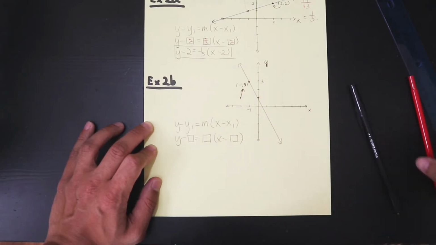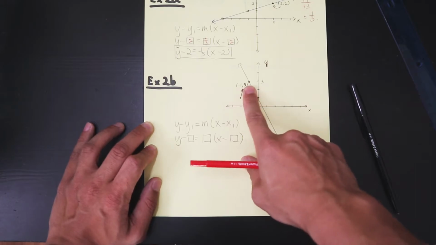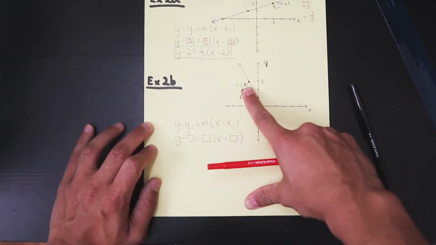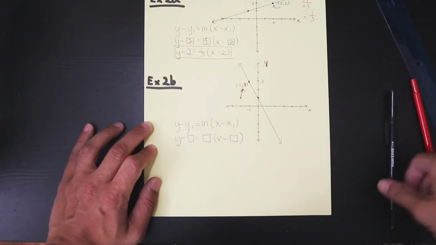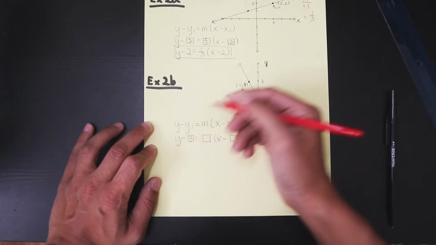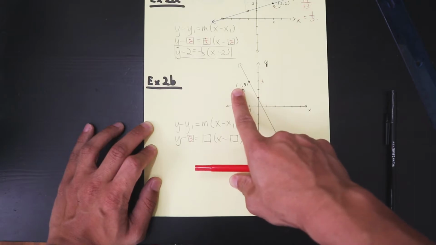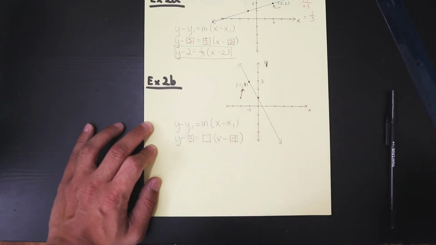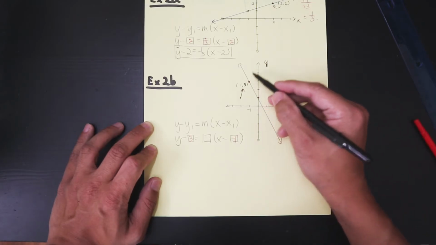Then we're going to have to plug in the x value and the y value. So we always start with the y value first. In this ordered pair, the y value is 3, so therefore we're going to replace the first box with 3. Then the x value is -1, so therefore we replace the third box with the value -1. And then for slope, we have to count rise over run.